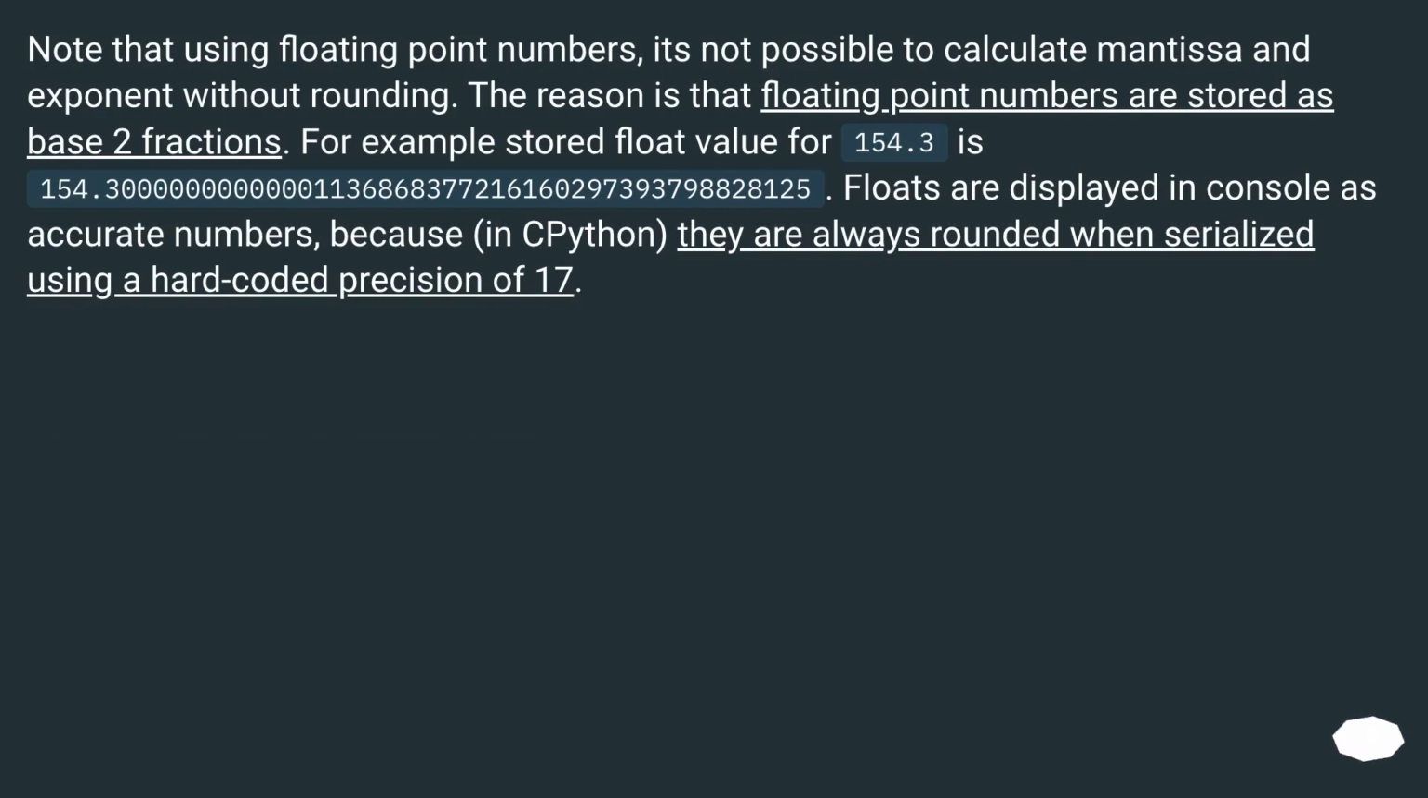154.3 is 154.30 trillion 1,136 octillion 868 septillion 377 sextillion 216 quintillion 160 quadrillion 297 trillion 393 billion 798 million 828,125. Floats are displayed in the console as accurate numbers because, in Python, they are always rounded when serialized using a hard-coded precision of 17.